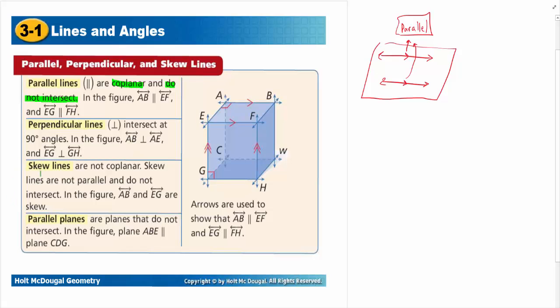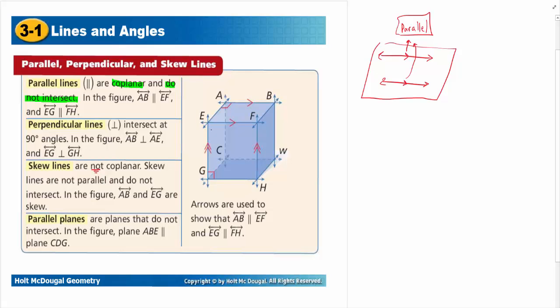Because I want to jump up over here to skew lines while I'm at it. Skew lines are like parallel lines, they're just not coplanar. They still don't touch though. So again, they're not coplanar. That's the biggest difference. Okay, so they don't lie on the same plane. Skew lines are not parallel. Okay, that's parallel, skew are different things. They do not intersect though. So they have in common the fact that they don't touch, they just don't lie on the same plane.